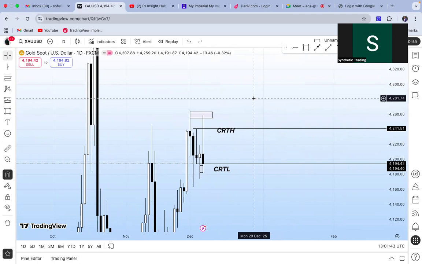So yeah, identify the range, mark the high and the low, and then anticipate that price mitigates either the high or the low. If it mitigates the low, your target is the high. If it mitigates the high, the target is the low. So then we will be forced to ask ourselves this question.